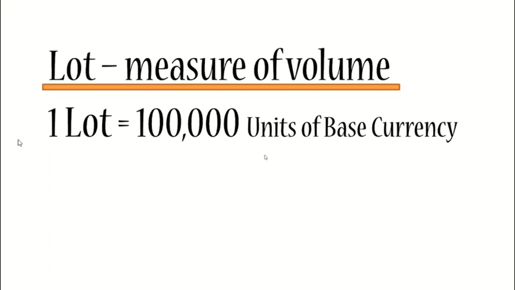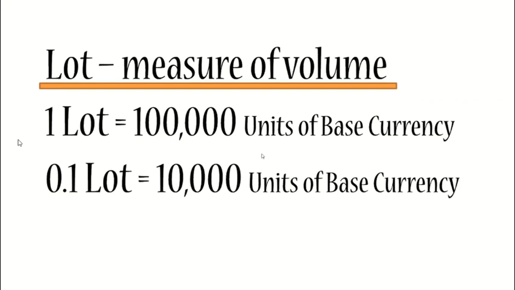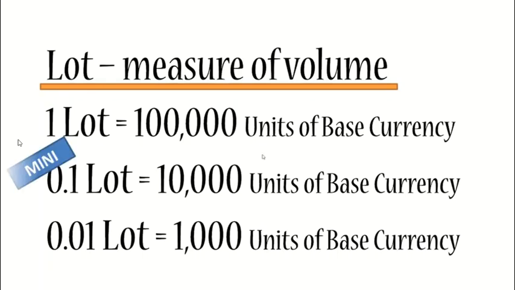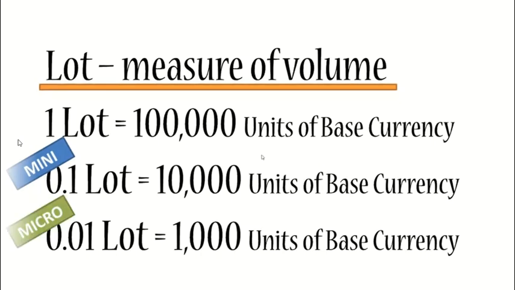So one lot is equal to 100,000 units of base currency. 0.1 lot is equal to 10,000 units of base currency. 0.01 lots is equal to 1,000 units of base currency. One lot is called a standard lot, 0.1 lot is called a mini lot, and 0.01 lot is called a micro lot.